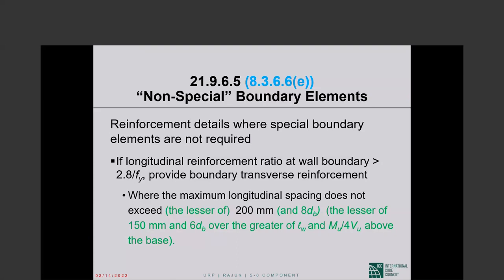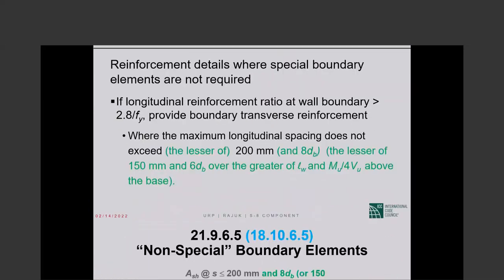To make it worse, ACI 318-14 will say, starting at the base, over the length of the shear wall or 1/4 of the moment to shear ratio at the base, whichever is the larger of the two, your transverse reinforcement spacing shall be 6 inches or 6 times the bar diameter, whichever is the smaller of the two. Okay. So this good old 8 inches you will enjoy for quite a long time, but here it is gone. It is now much more stringent and somewhat more complicated.